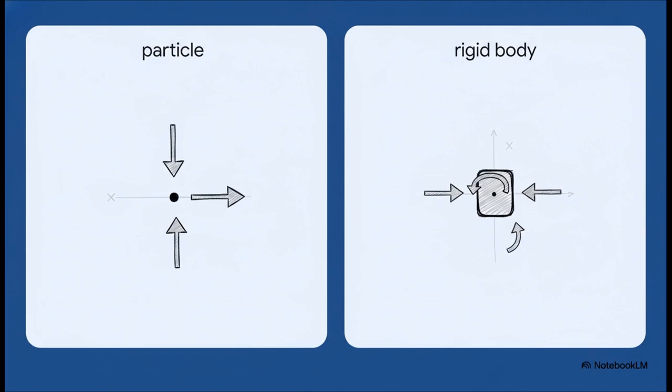Now, the rigid body, it can also slide left and right and up and down, but, and this is the key, it can also spin in place. It can rotate. That rotation is a 3rd independent motion, so the rigid body has 3 degrees of freedom.